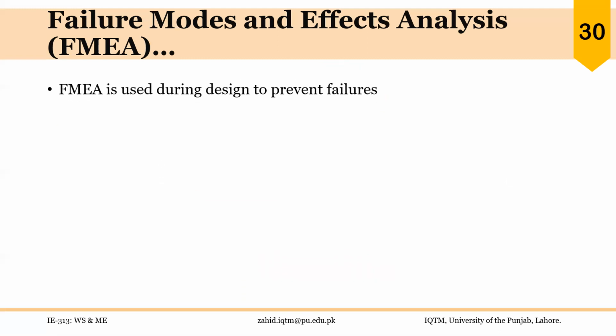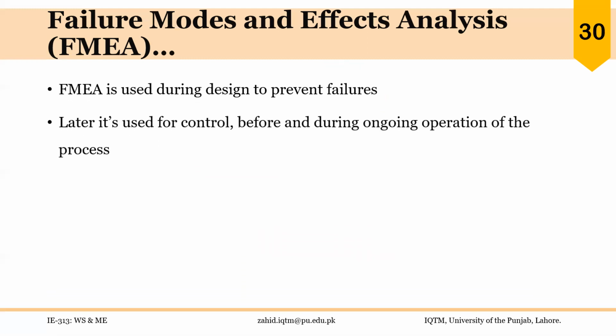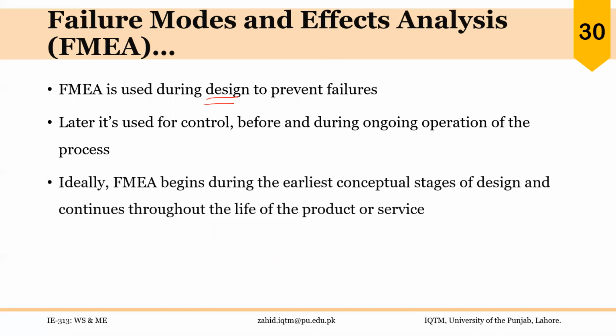FMEA is used during design to prevent failure. So that is the primary use of FMEA. It is more commonly used during design. It could be the design of a product, or it could be the design of a process. Later, it's used for control before and during ongoing operation of the process. Ideally, FMEA begins during the earliest conceptual stages of design and continues throughout the life of the product or service.